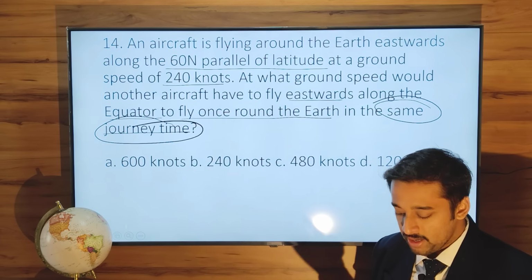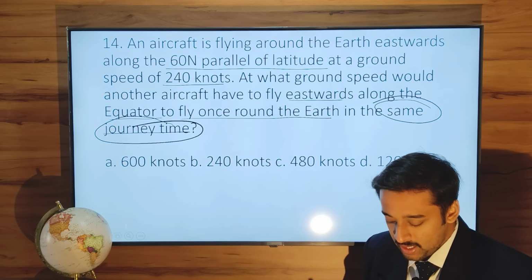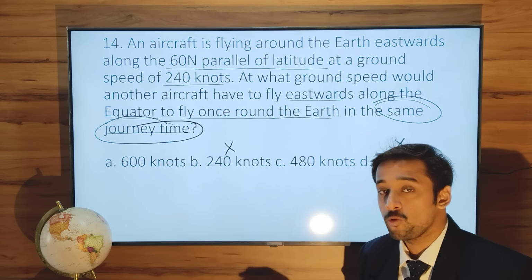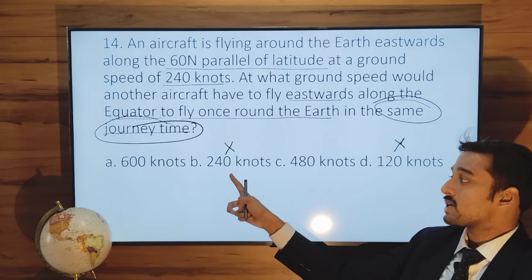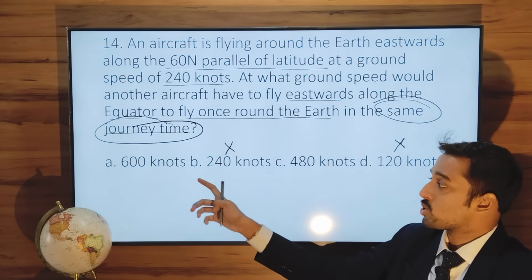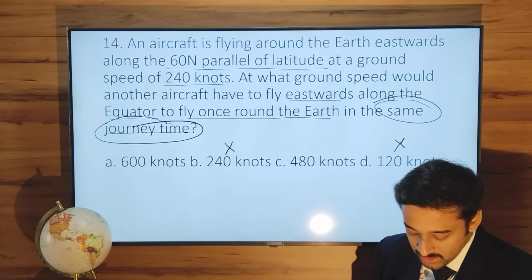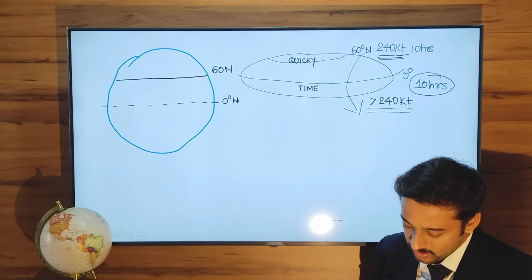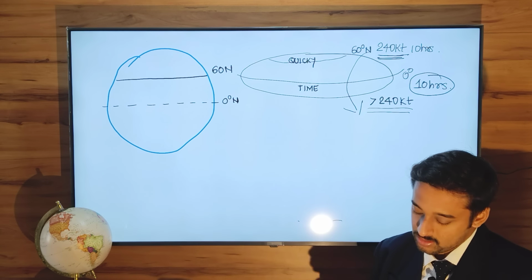So going by this concept, I can easily eliminate options Bravo and Delta, because I know for sure my speed has to be more than 240 knots. So 120 cannot be the option, 240 also cannot be the option. So two probable options are 600 and 480. So let's find that out. Let's start writing.